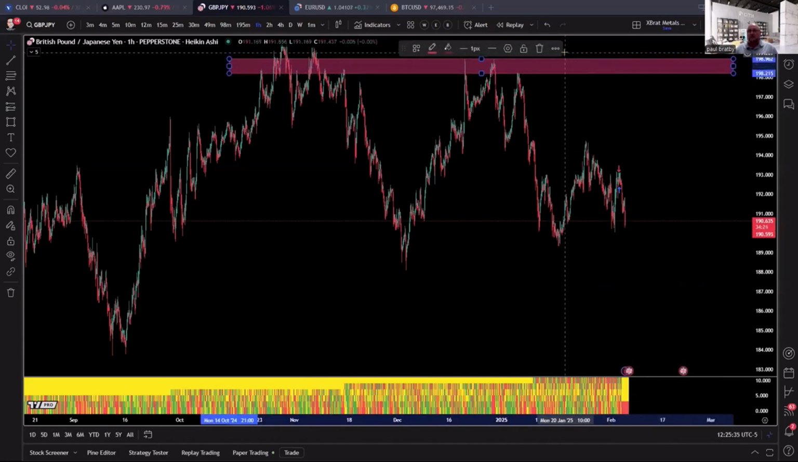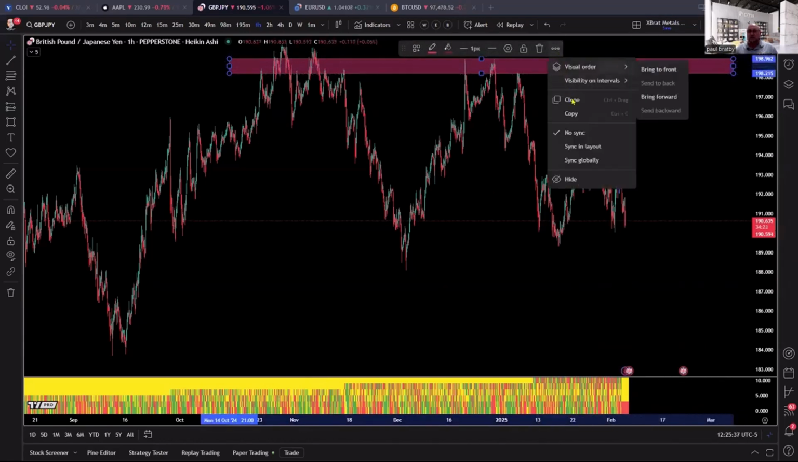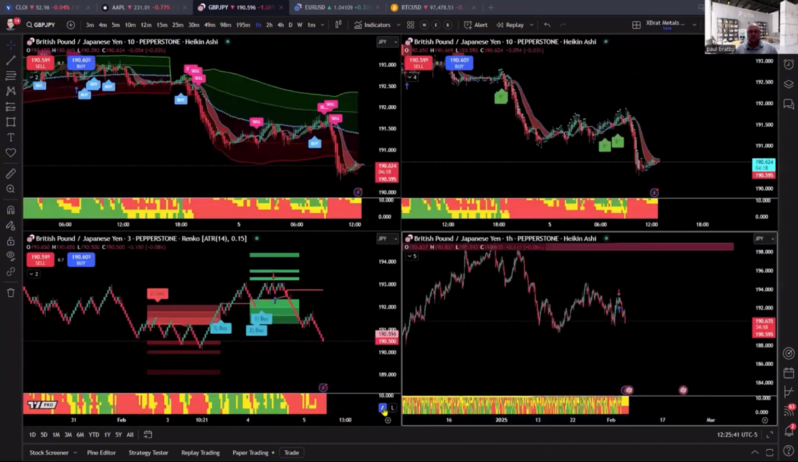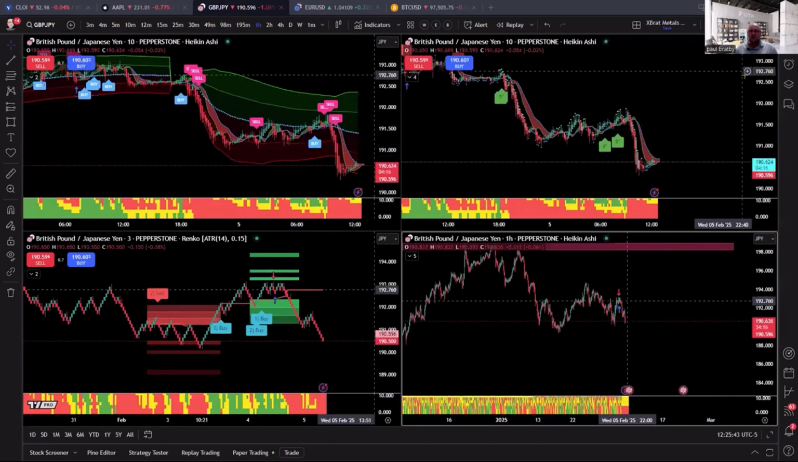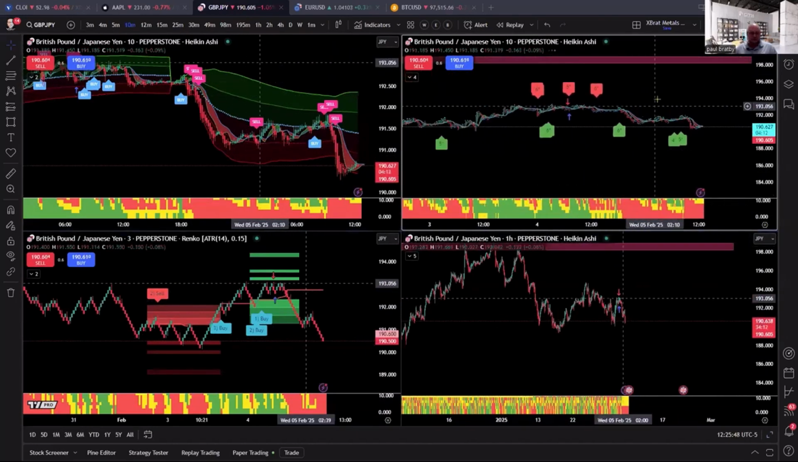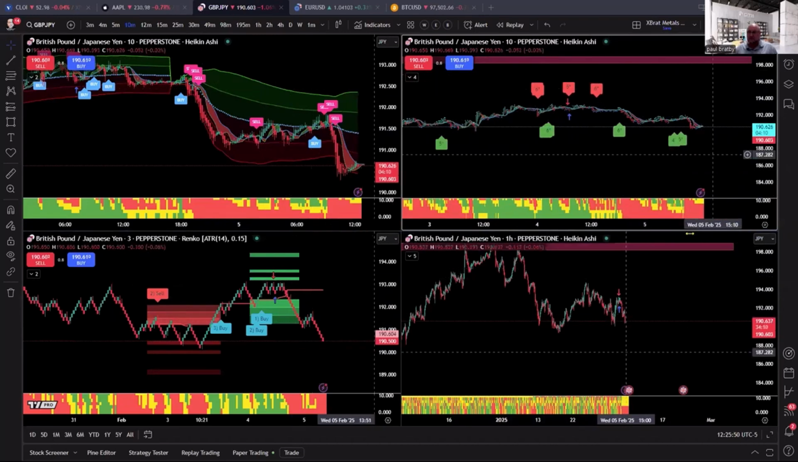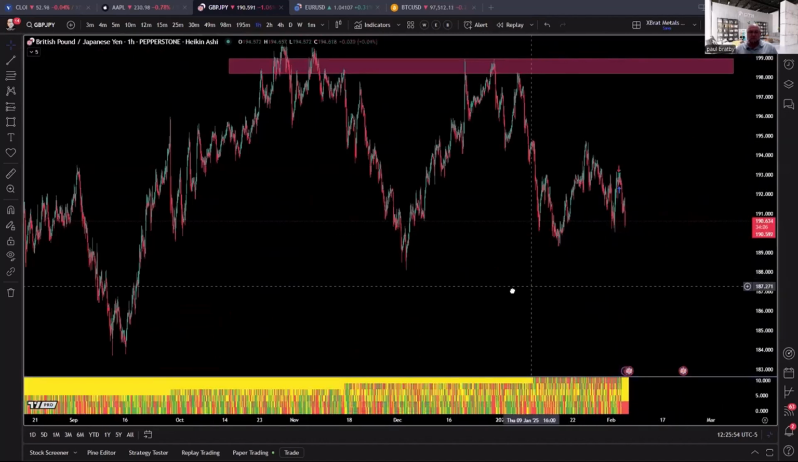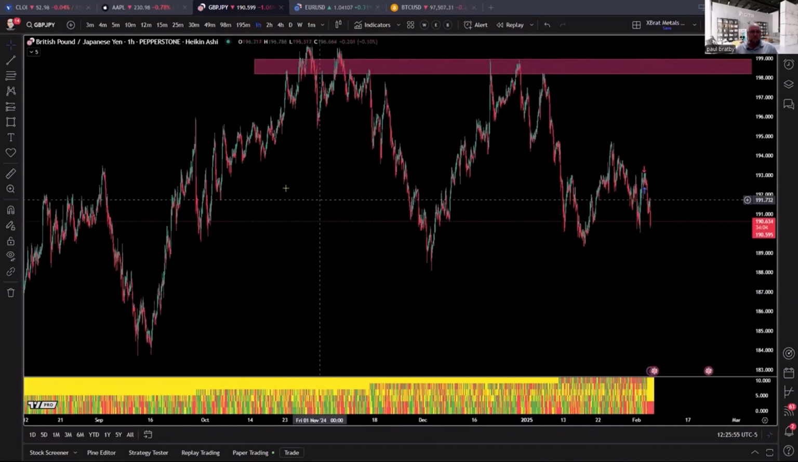The next thing to do, because we've got a 4 chart set, is click on there, sync in layout. So now if I go to the 4 chart layout and zoom out a little bit, you'll see on that 10-minute, that 60-minute zone is just up there. We're going to look at a few more.